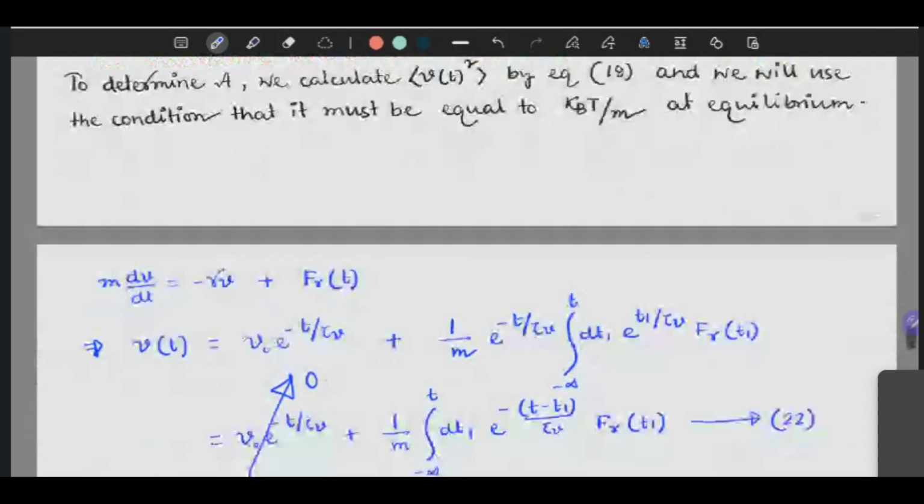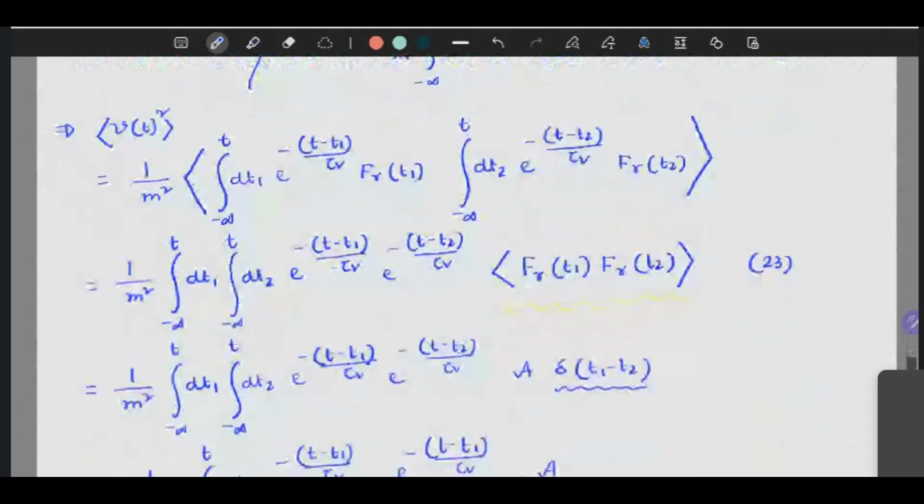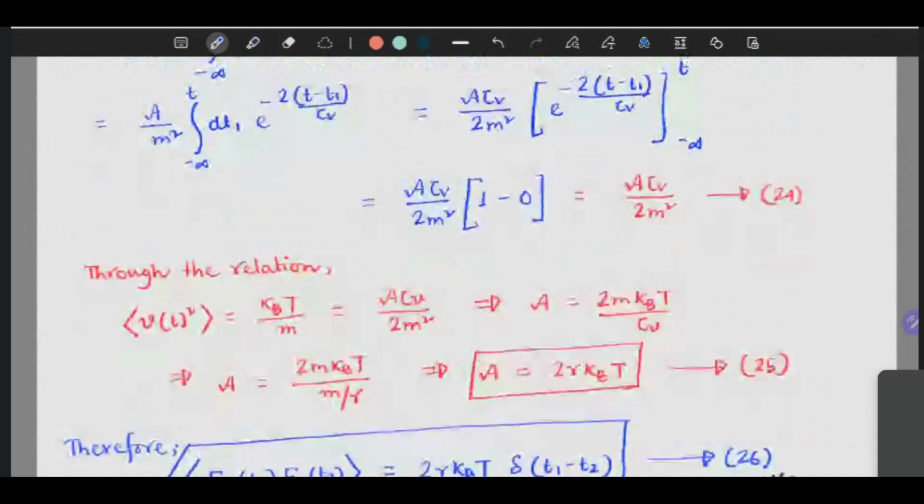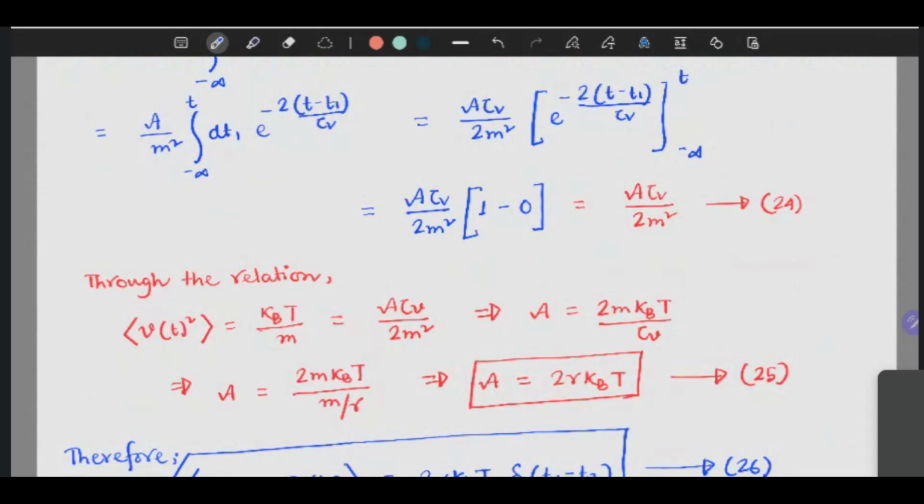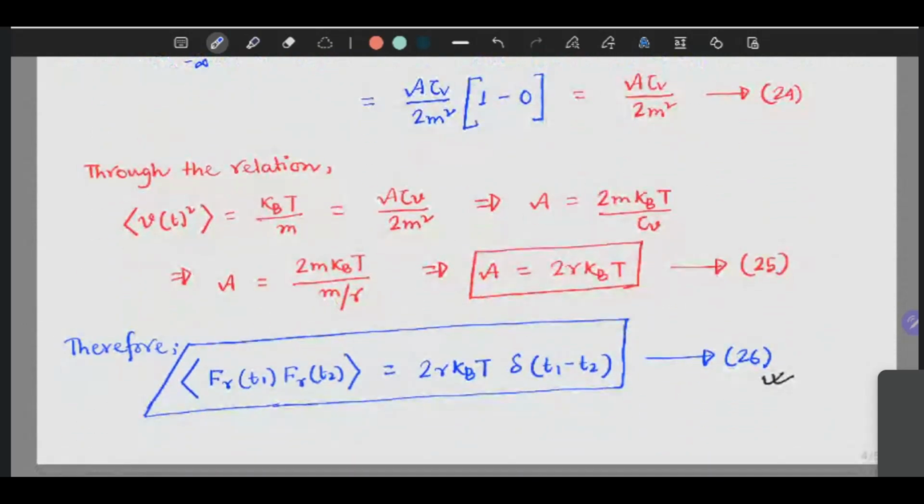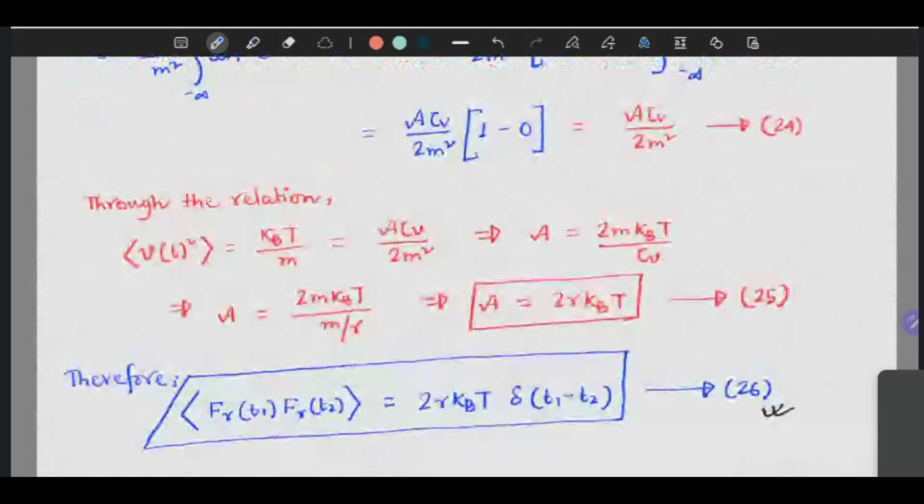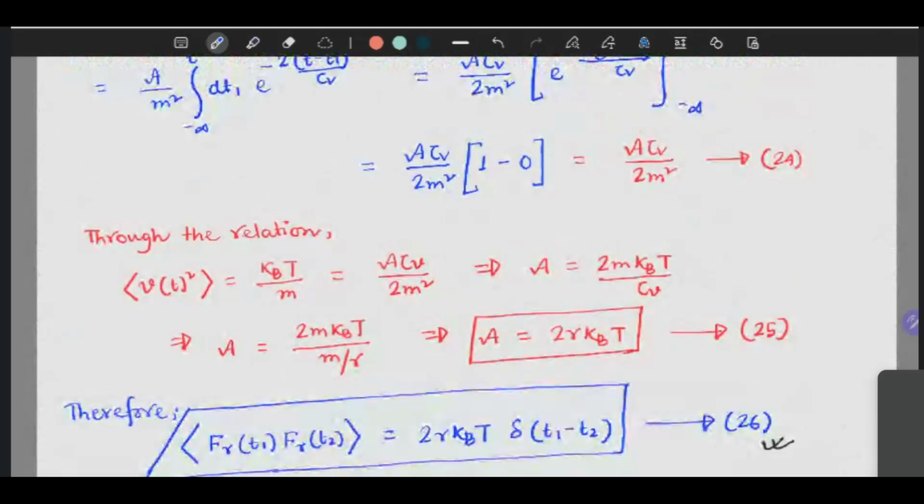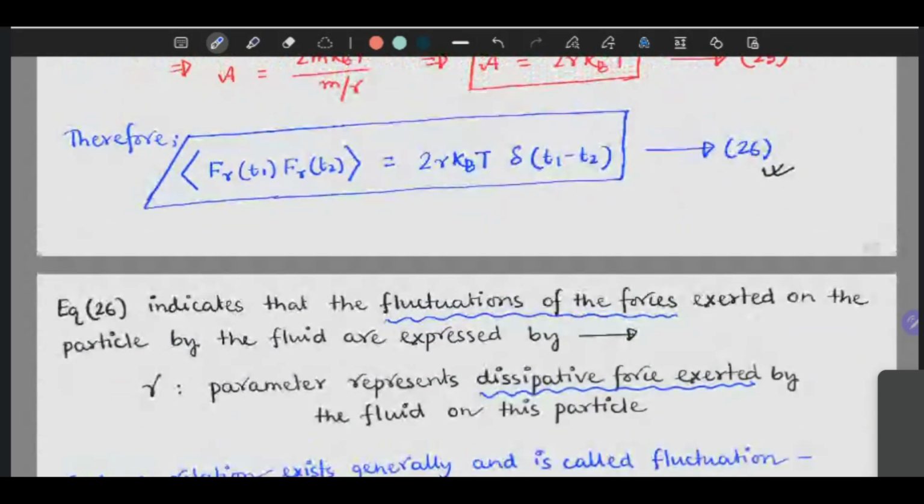For that we have solved these Langevin equations to get these equations, and we got this Vt square average. We have used the equipartition theorem to get this constant, because this Vt square average is kBT by m. This is from our equipartition theorem, and from that we got this constant to be 2 gamma kBT. So from that we can easily write this time correlation of this random force to be taking this form.